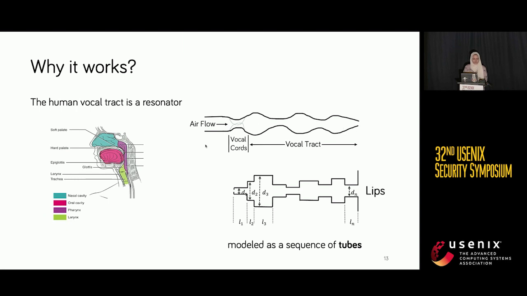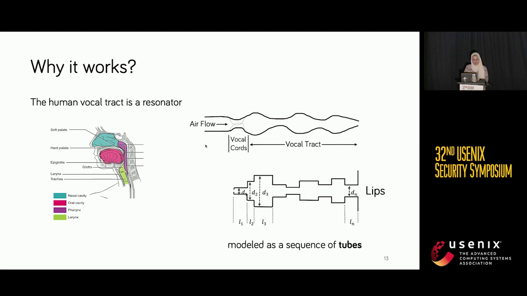The human vocal system consists of two main parts. The first one is the vocal cords, which generate the vibrations, also called the fundamental frequency. And then the vocal tract, which is basically the throat and mouth cavity, which shapes that vibration into the voice we hear and identify people with.